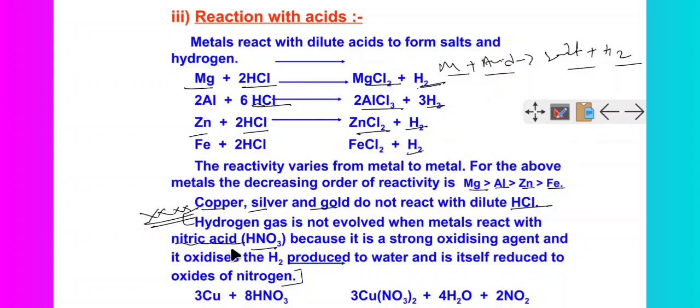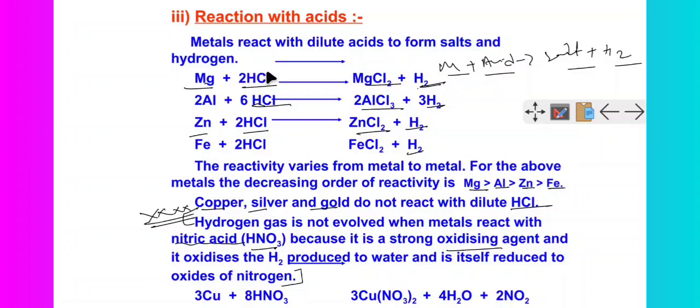Because nitric acid is what? A strong oxidizing agent. So what is the function of an oxidizing agent? Oxidizing agent, simple, it oxidizes. Okay, it helps in oxidation. So oxidizing agents are the agents which help in what? The process of oxidation.